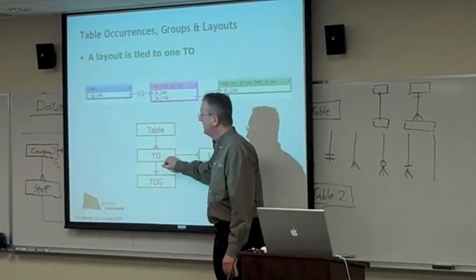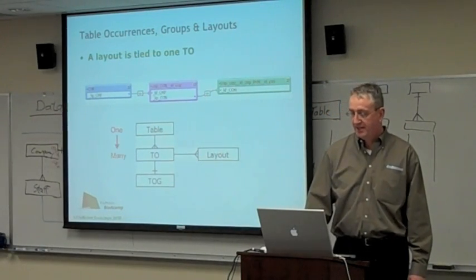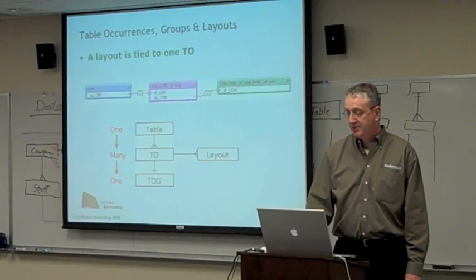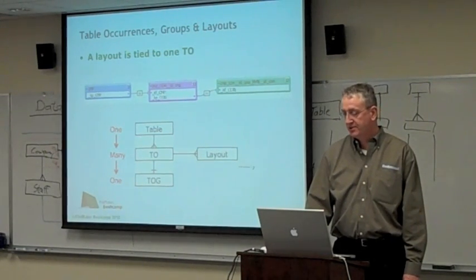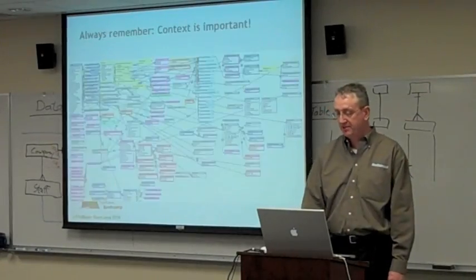Each layout is tied to one table occurrence, not a table. One table has many table occurrences, and each table occurrence has one table occurrence group, and there may be many layouts tied to one table occurrence.